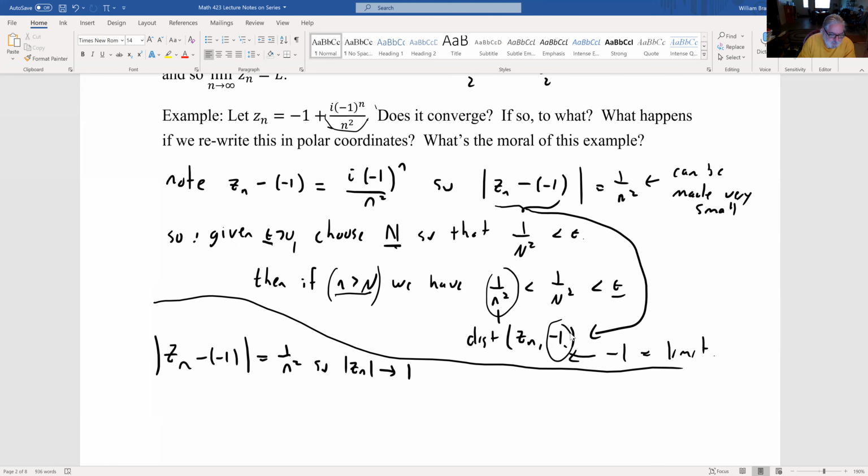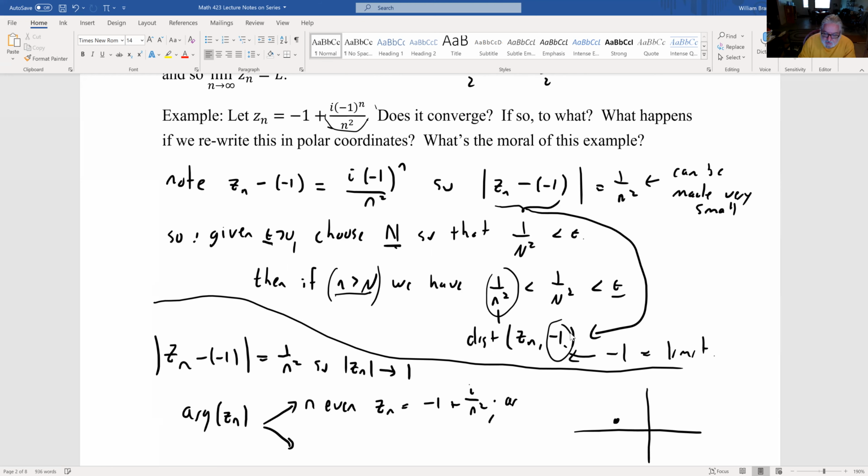Because that can be one of two things. If n is even, z_n is (-1 + i)/n², because the (-1)^n becomes positive. So for n even, z_n is up here.